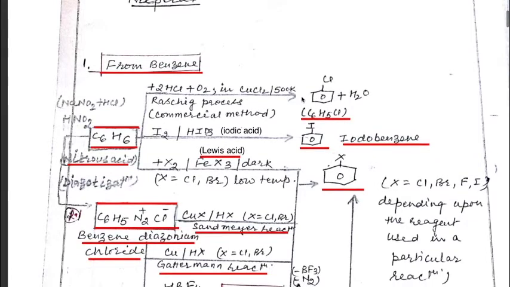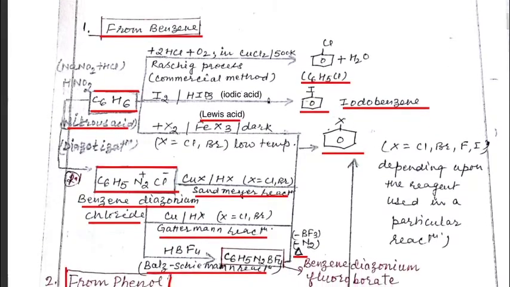Let us discuss methods of preparation of aryl halides. The first method of preparation is from benzene. When benzene is treated with chlorine in the presence of oxygen gas and cupric chloride at 500 Kelvin temperature, then chlorobenzene is produced. This process is known as the Raschig process, and it is a commercial method for the preparation of chlorobenzene from benzene.